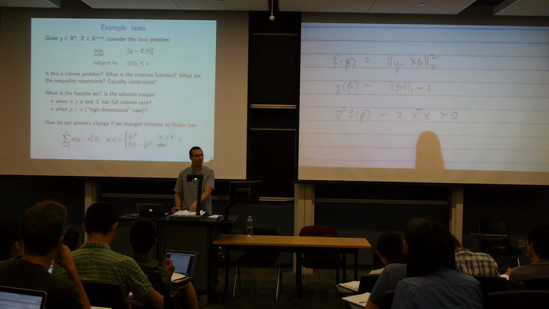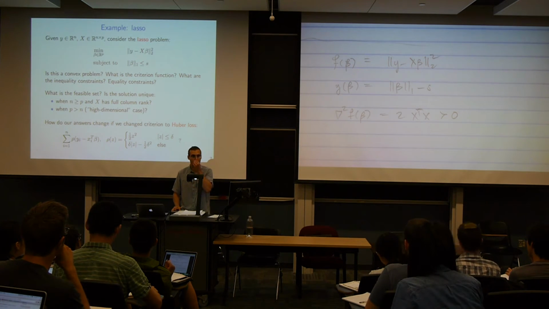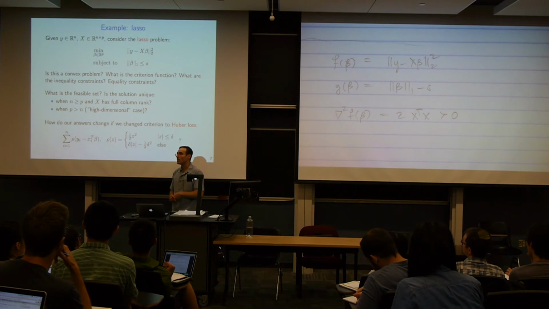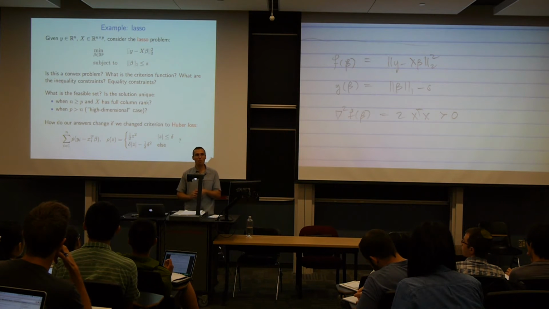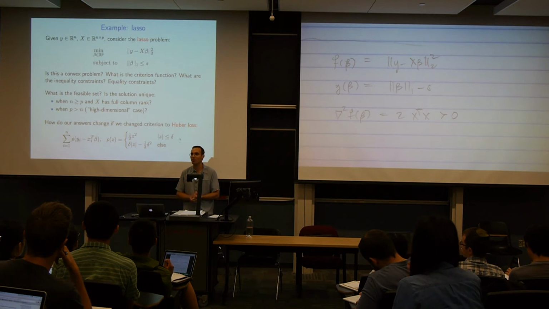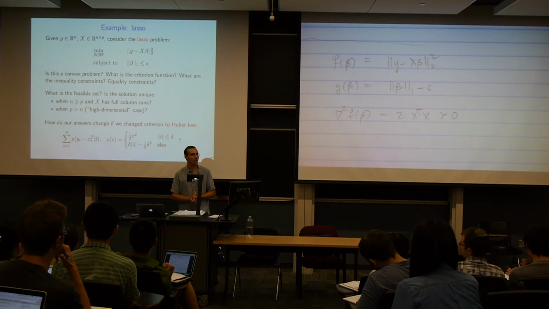One very surprising fact, which we may go through when we talk about the KKT conditions, is that this problem is fairly special. Even when p is bigger than n, the solution is almost always unique. It's unique with probability 1. I'll not explain what that probability is being taken over, but when we talk about the KKT conditions, I'll be more precise.